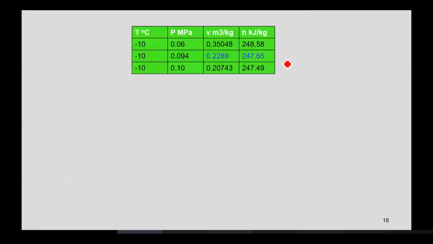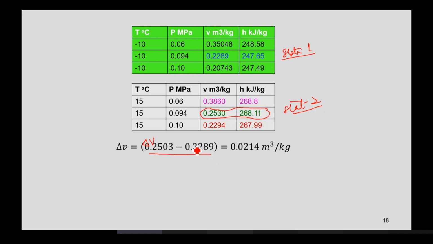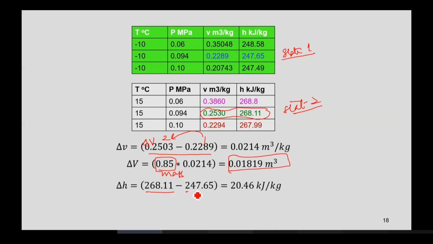Now once you have both the properties for state 1 and the values for state 2, what you have to do is initially you need the difference in specific volume as your system moves from state 1 to state 2, and you just multiply it with the mass given to you in the statement. This would give you the change in volume. Similarly, you'll find out the difference between the enthalpies as your system moves from state 1 to state 2 and multiply it with the corresponding mass. This would give you the change in enthalpy as your system moves from state 1 to state 2.